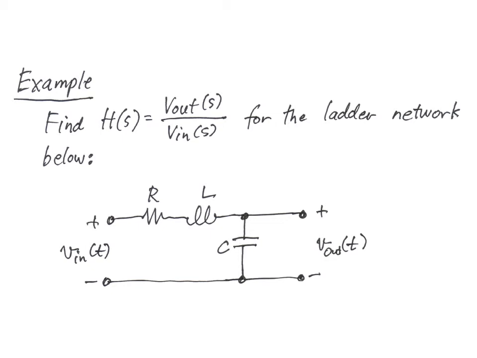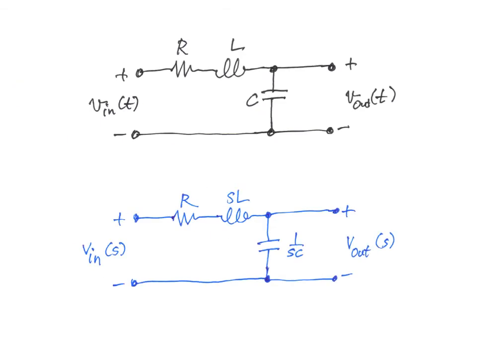Here's how we do it. First, redraw the network, this time with impedance values. And instead of time labels for the signals in and out, put in a Laplace transform version of those time waveforms so that you remind yourself that we are now in the S domain. I've done that here without specifying any particular component values, left them in terms of R, L, and C.